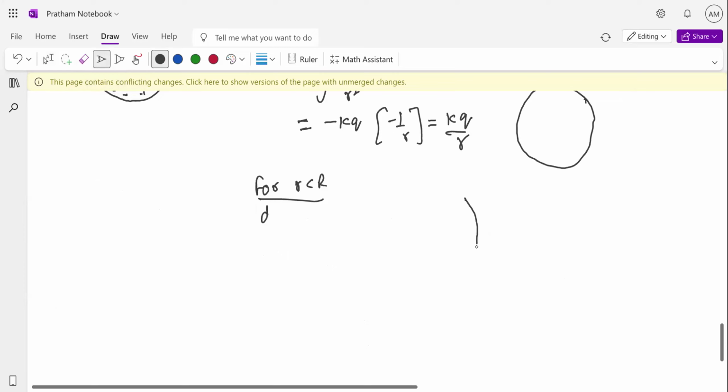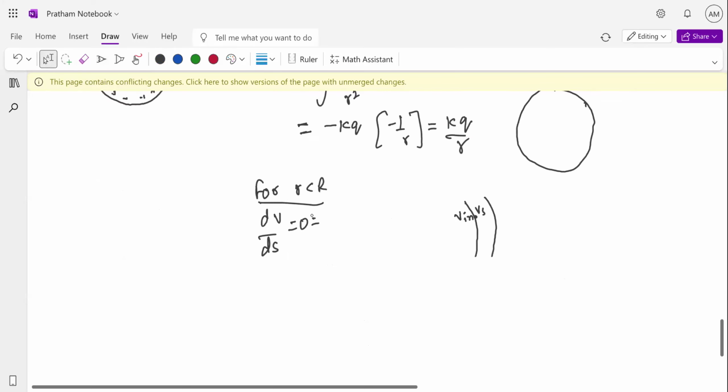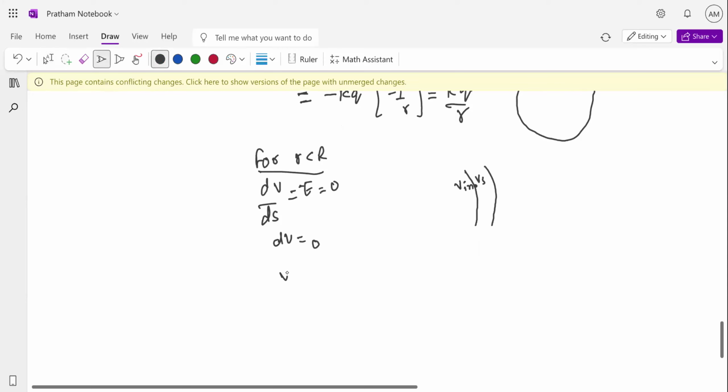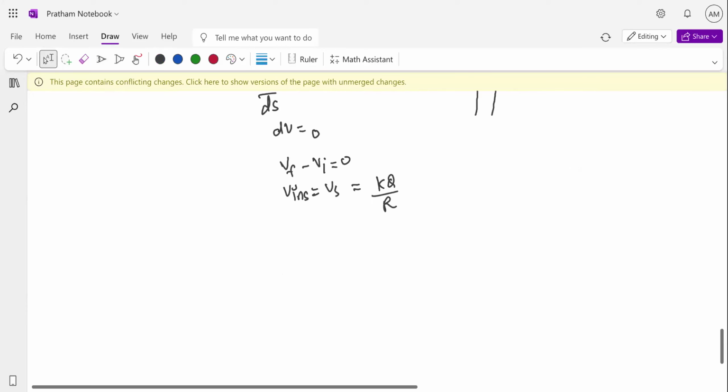So in a better sense, V_s versus V_in. Okay, so dV by ds comes out to be 0, since E equals 0. Here your dV comes out to be 0. So V final minus V initial comes out 0. We are going from here to here. So V inside equals V_s. Basically V_s comes out as how much? KQ divided by R. Clear? Yes. Okay, so this is one thing.